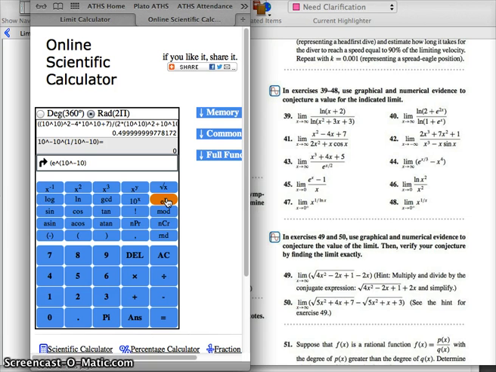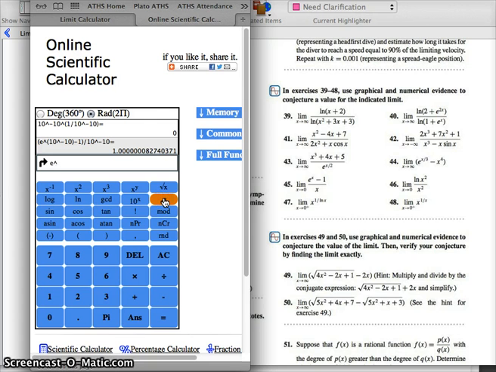Then I'm going to subtract 1, and then divide by 10 to the negative 10th. When I do that, I get 1. So the limit as I approach 0 from the right is 1. I don't know if I can bring that back up. That would be really nice, but I don't think I can. All right, let's try this again.